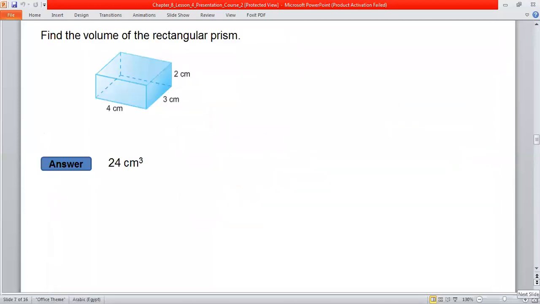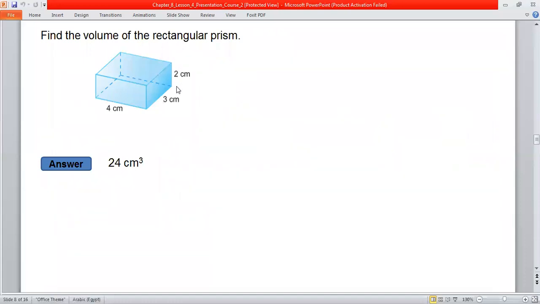Okay. Look with me here. In this example, I have the length as the longer side. The longer side here is 4 centimeters, right? And the second side here after that is 3. This is the shortest. And the height here is 2.